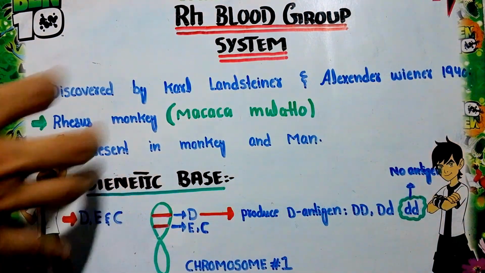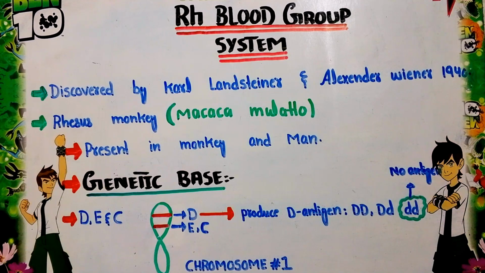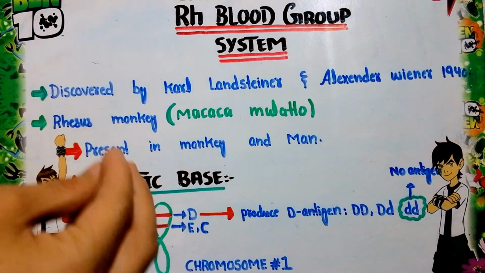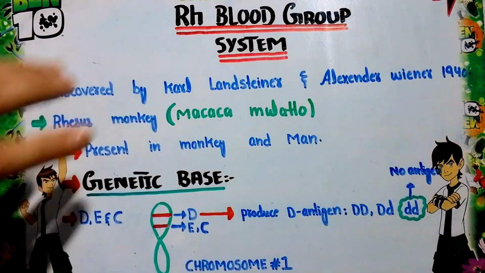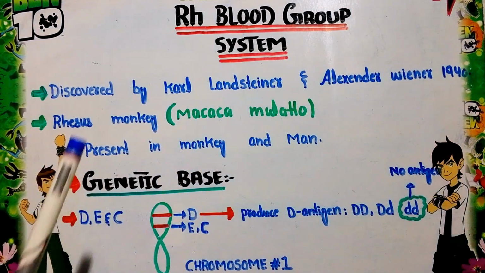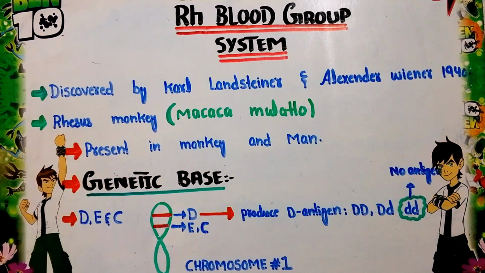Now let us talk about the genetic basis of the Rh blood group system, that is, how the Rh blood group system is formed, or what genes are responsible for Rh positive and Rh negative. Look here, the Rh antigens are controlled by specific genes. You can see here the structure of chromosome number 1. On chromosome number 1, the Rh blood group system is mainly controlled by 3 genes. The names of these genes are D, E and C. So these 3 genes are responsible for the Rh blood group system, and they are present on chromosome number 1.